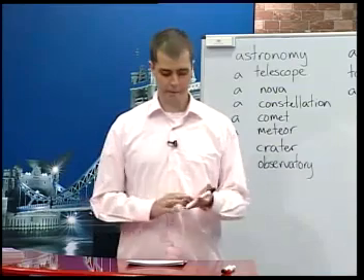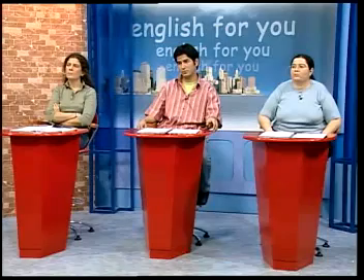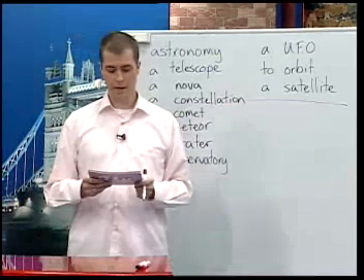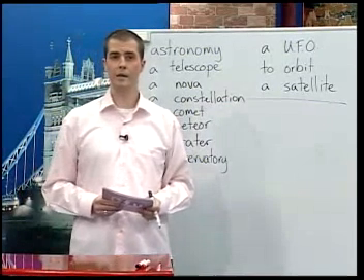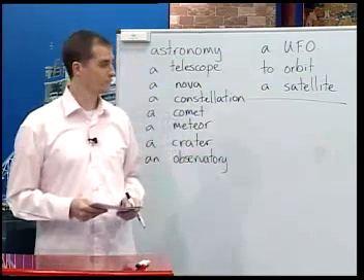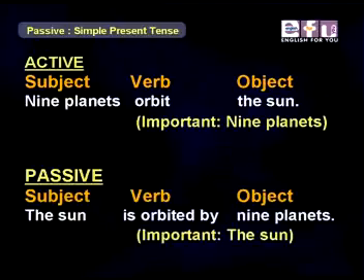So we use the passive in spoken and written English. In the active voice, the subject or the doer of the action is important. In the passive voice, the object becomes the important thing. Let's look at this example. 9 planets orbit the sun. Now, in this sentence, 9 planets is the important part. In the passive voice, the sun is orbited by 9 planets. So the sun is the important thing in this sentence.